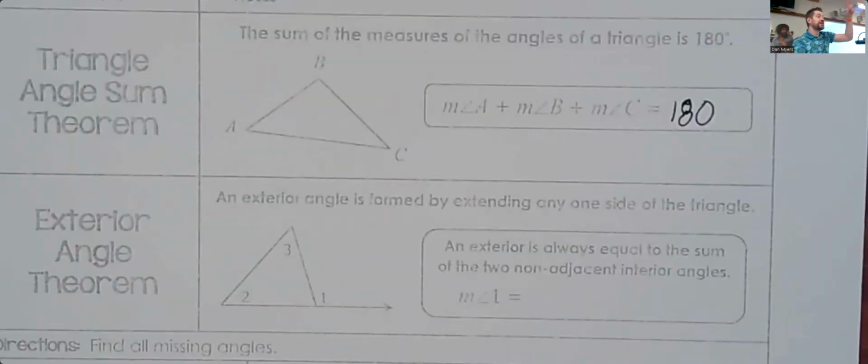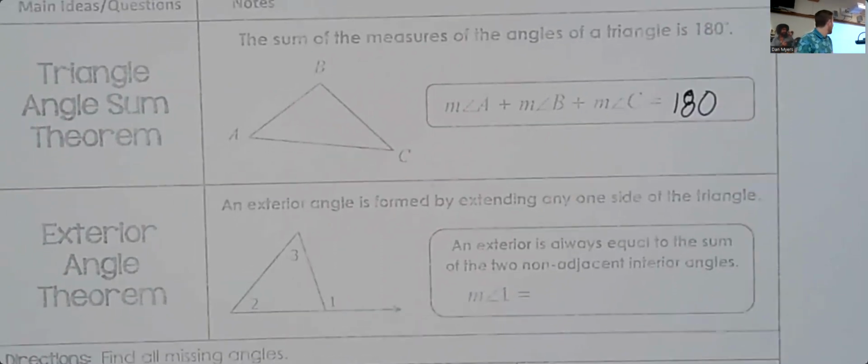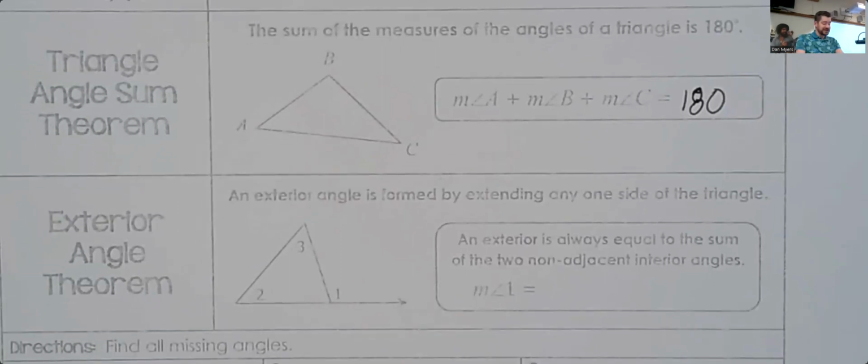If you add up the three angles inside of a triangle, it will always add up to 180 degrees. That's how triangles work. So a lot of the math that you did yesterday, and a lot of the math that is in these notes, is just the three angles adding up to 180.